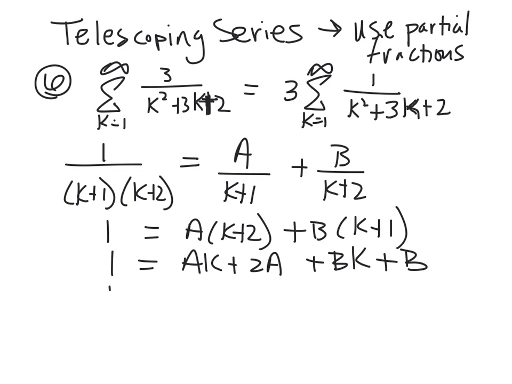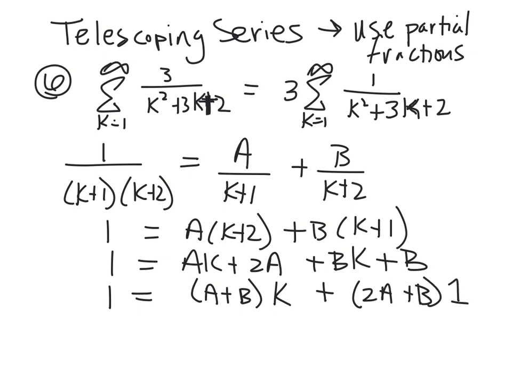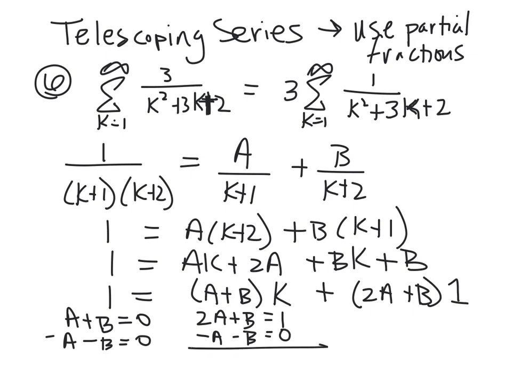And we'll regroup our k terms together and the constant terms, and we'll go ahead and factor at the same time. So a plus b times k plus 2a plus b times 1 for the constant term. So solving this system, we have a plus b has to equal 0 because there is no k term on the opposite side, and 2a plus b has to equal 1. So if I multiply the first equation by -1 and add it to the second equation, I get a equals 1. And if a is 1, 1 plus b has to equal 0 from the first equation. Subtract the 1 from both sides. b equals negative 1.